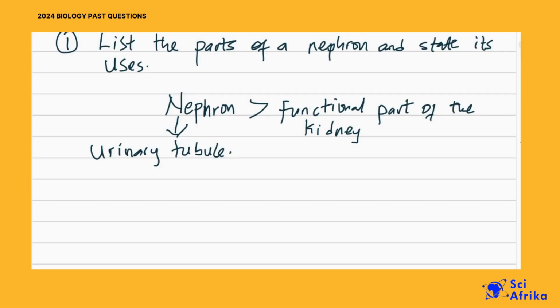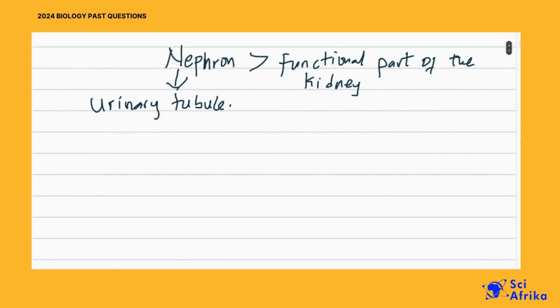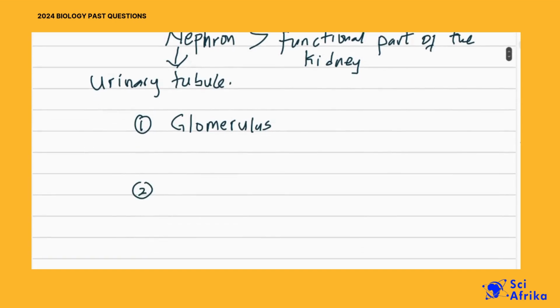So we're supposed to mention the parts of the kidney that actually make it perform its function. One of the very important parts in the nephron is, number one, the glomerulus. The glomerulus is a very important part of the nephron. We also have another very important part, which we call the Bowman's capsule. These are very important.